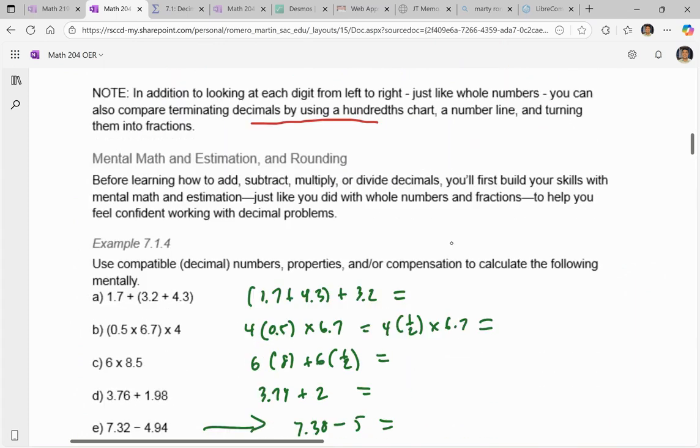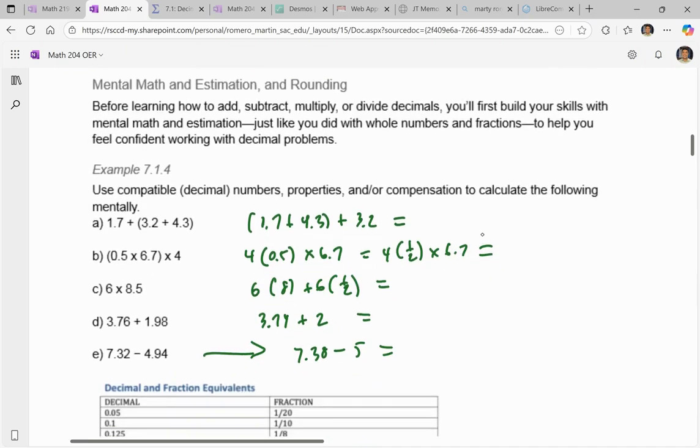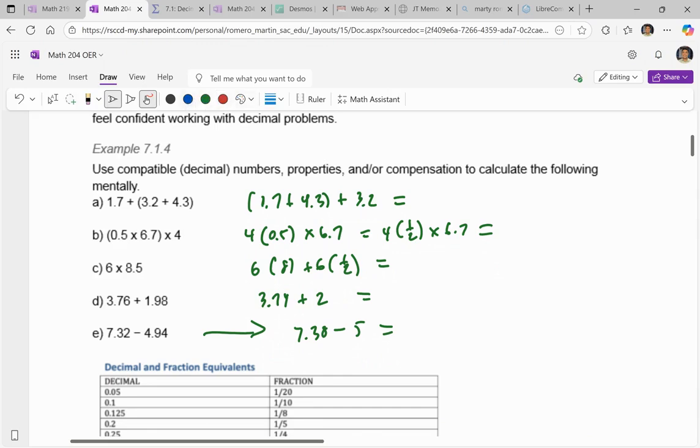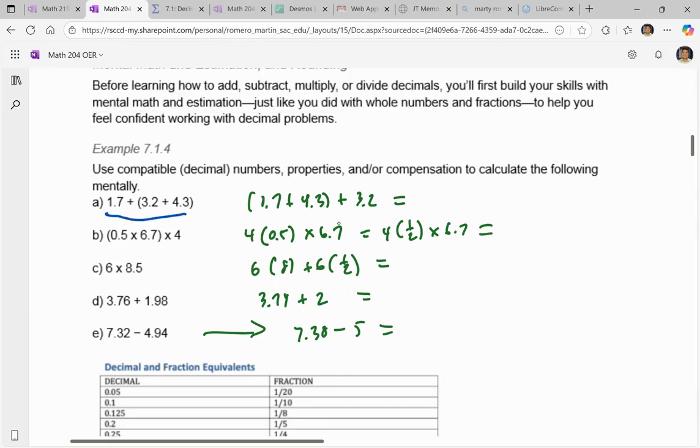Another thing we want to do with decimals and fractions is use them for mental math and estimation. Sometimes we use rounding techniques. This goes back to what we've learned in previous chapters: compatible numbers, using compensation, using the different properties. You can see some of the math here that I've started to work on already. I would reorder those two and put those together. So you get 5. So this becomes 6 plus 3.2, or 9.2.